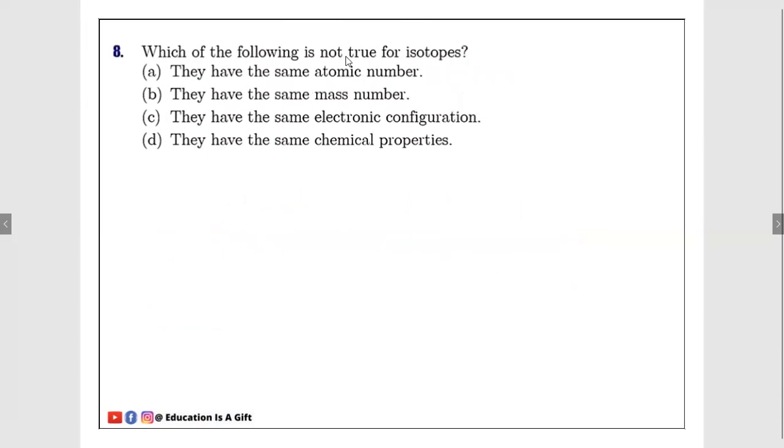Number 8. Which of the following is not true for isotope? So isotope, just to go with this example, hydrogen, hydrogen, hydrogen, 1 1 1, same atomic numbers, same number of electrons, same number of protons. Here 1 2 3, mass numbers are different because of addition of neutron. Try to understand that. Why are mass numbers changing? Because of addition of neutrons.